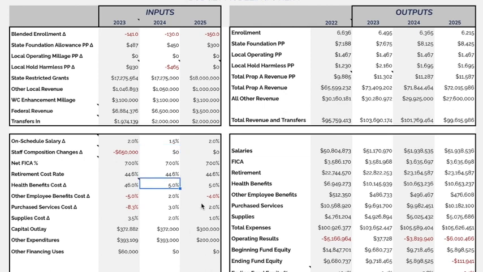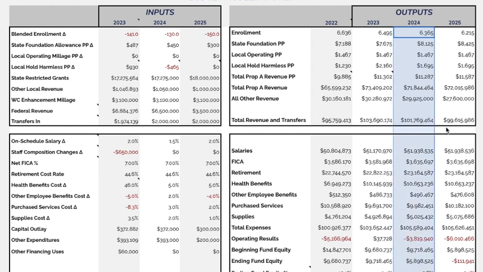A much smaller increase in healthcare benefits of 5%. We need to get some guidance as to whether that's in alignment with what the folks we pay to give us advice on that say. Slight increase in other employee benefits. It's a really small number here, so that percentage is almost meaningless. Slight increase in purchased services, slight increase in supplies, and then no change in capital outlay and these other categories.